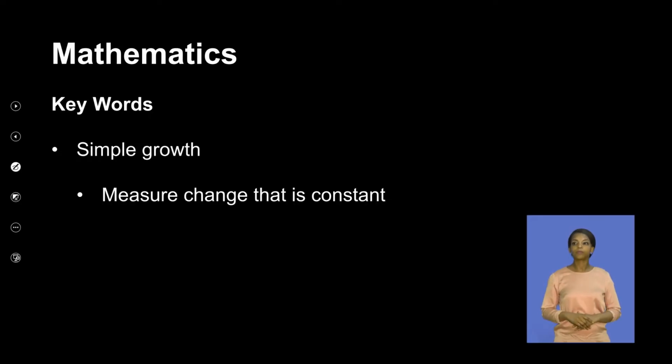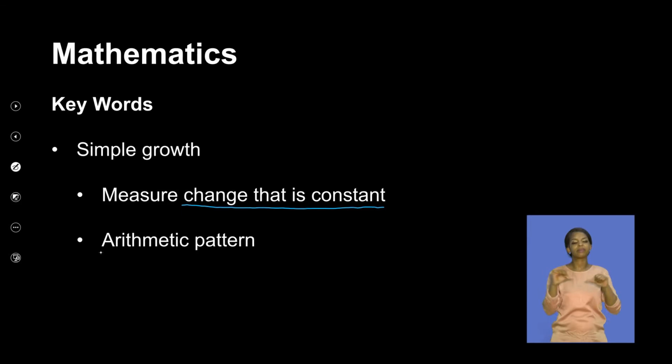Now, you need to measure the change that is constant. So if it's a simple growth, we measure change that is constant. And also, this is linked to an arithmetic pattern, which I know that we might be familiar with, where we deal with a d, which means there's a common difference as we are moving from one term to the next.